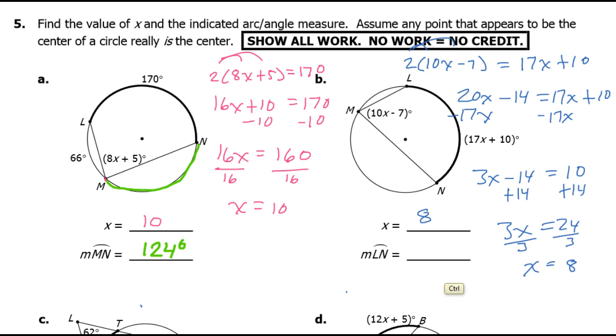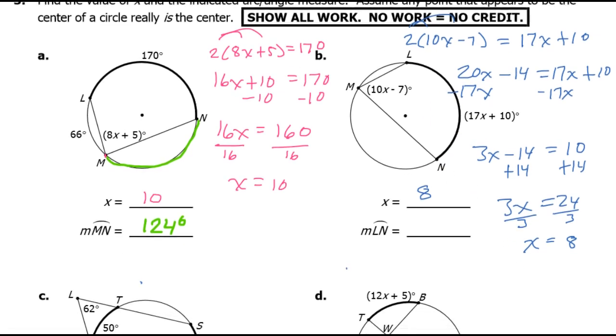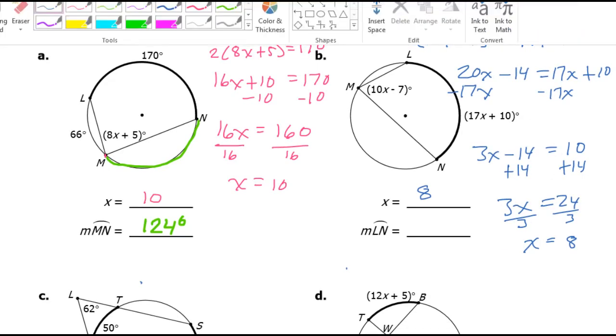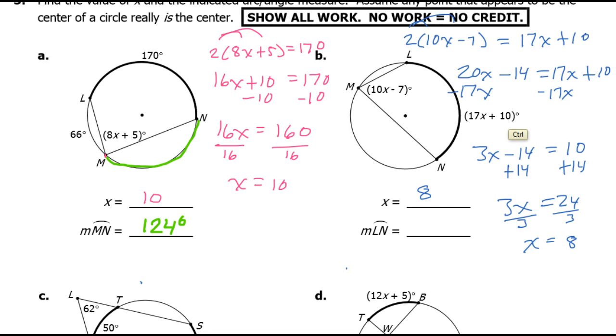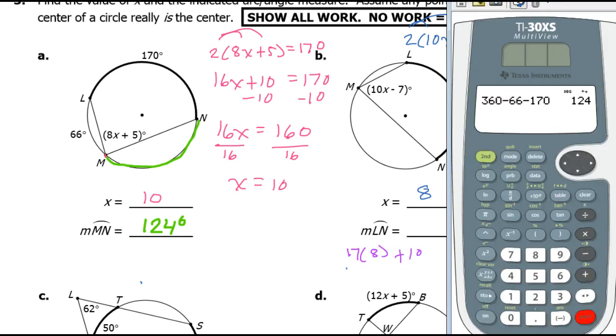Charlie. Now they want to know the measure of arc LN, which is shown here in bold. How do I find that? You replace the x with 8. That's exactly right. You replace the x with 8. So the expression is this 17x plus 10. So that means we have 17 times 8 plus 10. All right, so that should be 146.